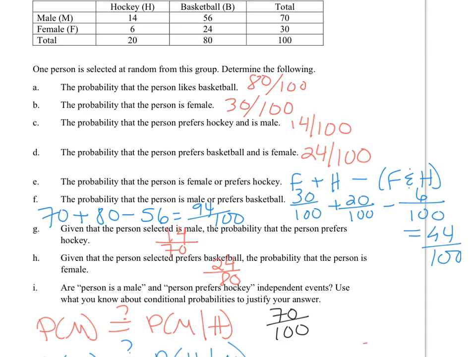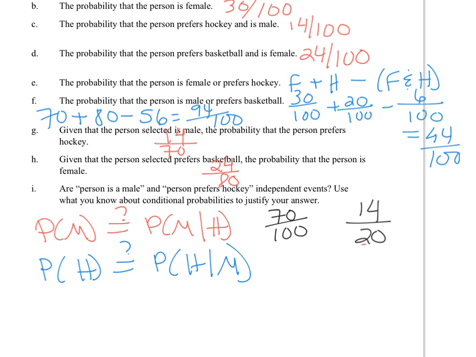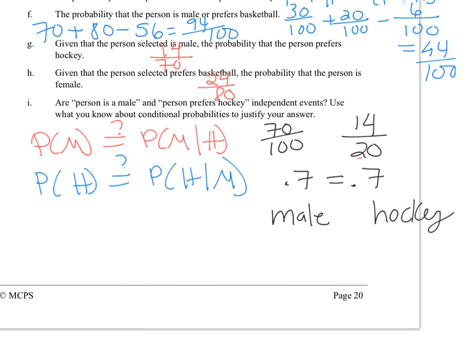And the probability of male given hockey, oh, which column's hockey? Hockey. All right, so the total hockey is 20. And the male given that is 14 out of 20. Now, it's hard to compare these fractions until you get a decimal, so 70 out of 100 is 0.7, and 14 out of 20 is 0.7. They are equal, so therefore, a person is male and a person prefers hockey are independent.